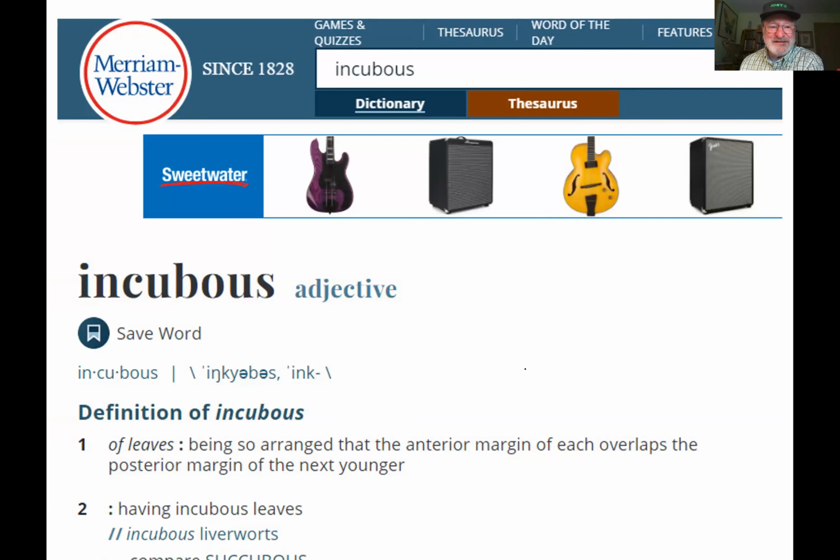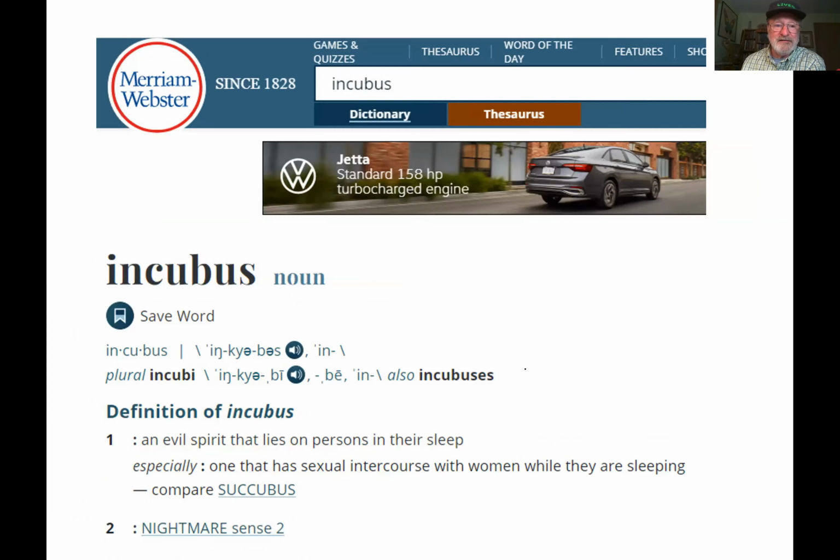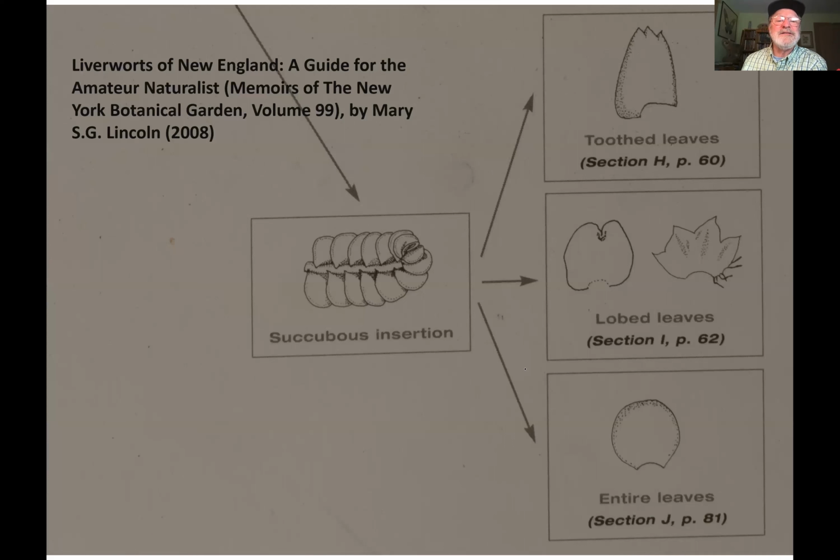Oh, about definitions and spelling, be very careful when you spell incubous to spell it O-U-S at the end instead of just U-S, because incubus is a totally different word. It's an evil spirit that lies on persons in their sleep, and that's totally not what liverworts do. Liverworts that are succubous, imagine your imaginary raindrop falling on this plant, it would flow towards the tip. And these two types of liverwort insertions can have leaves that are toothed or lobed or entire.